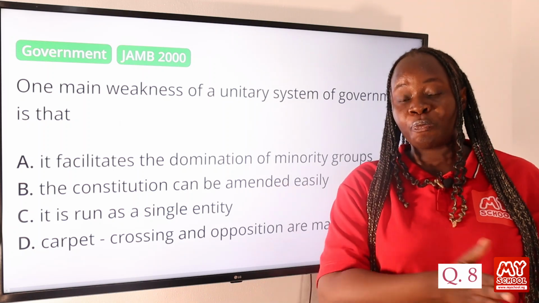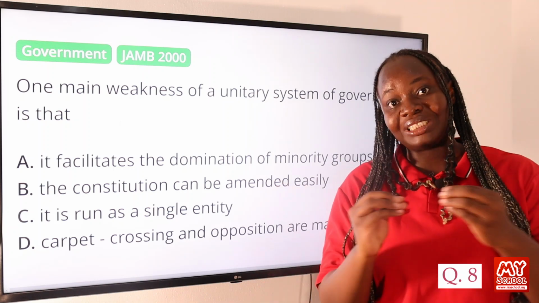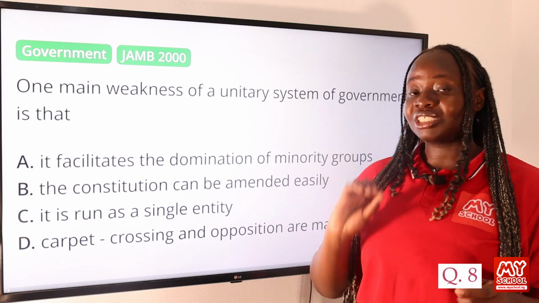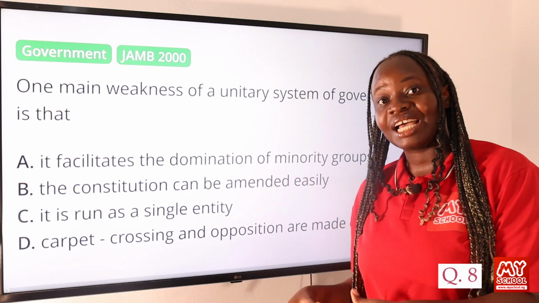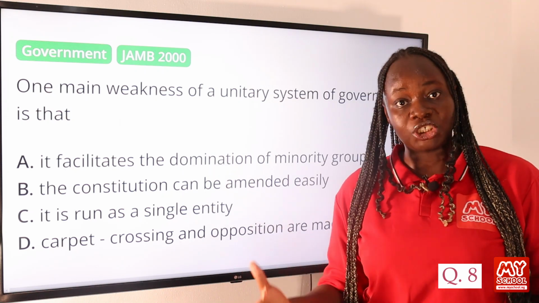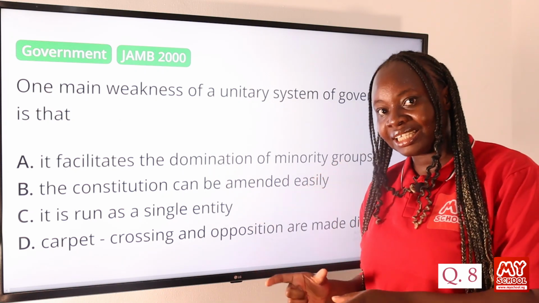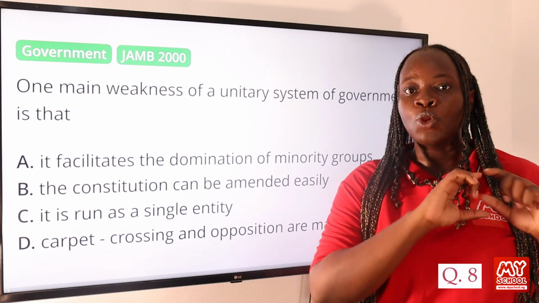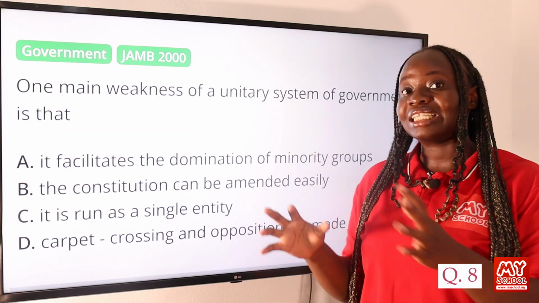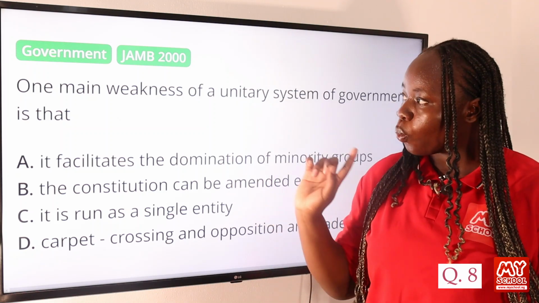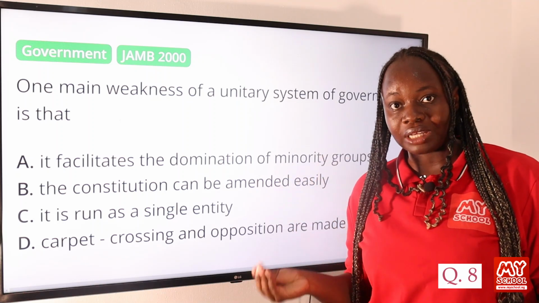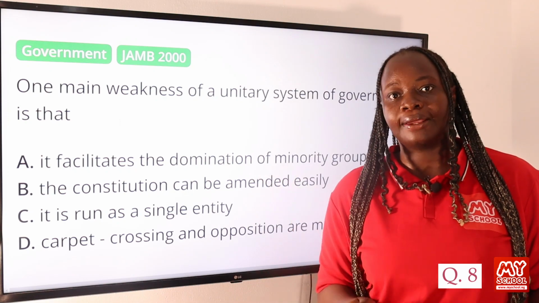So the person in a position of power might belong to a particular minority group within that society, and it doesn't work in that case. So this is why unitary systems do not work in a society where there are multiple ethnic groups, where there is division and polarization within that society. Because in that case, it's only one group who has power over the entire society. It can't work in that case. So a unitary system may not work in that particular society. So this is why one of the main weaknesses of a unitary system is that it can lead to the domination of a minority group. The answer to this question is option A.